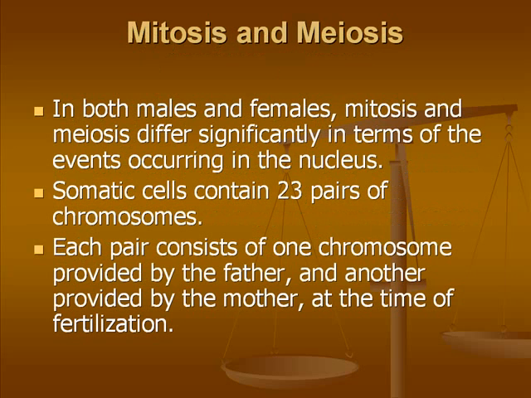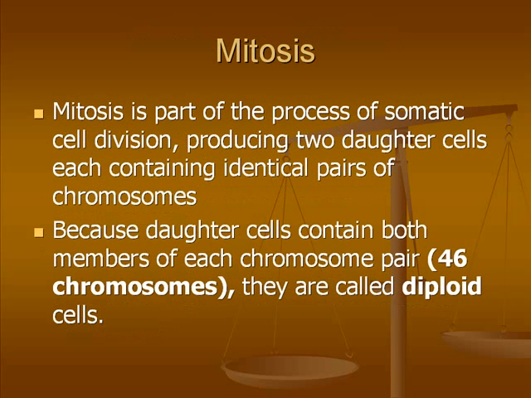In both the male and the female reproductive systems, we see mitosis and meiosis differ significantly in terms of the events that take place, particularly in the nucleus, when we talk about the pairing of the 23 chromosomes of the two gametes. Somatic cells contain 23 pairs of chromosomes, and each pair consists of one chromosome derived from the father and another derived from the mother. Mitosis is a part of the process. Again, as I said earlier, it involves somatic cell division, producing two daughter cells. Each one contains an identical pair of chromosomes. The daughter cells will contain both members of the chromosomal pairs, which are 46 chromosomes in total. These new daughter cells are referred to as diploid cells because they now have the 46 chromosomes, 23 from the mother, 23 from the father.